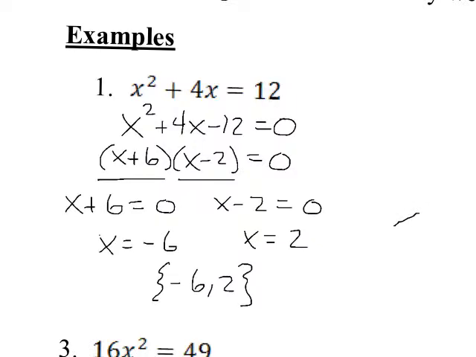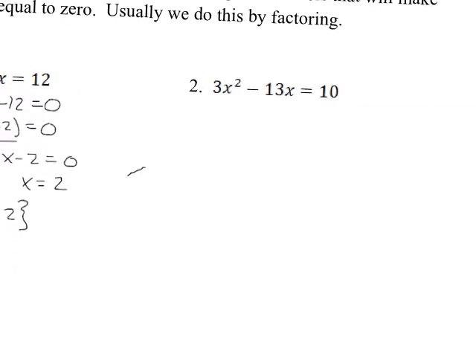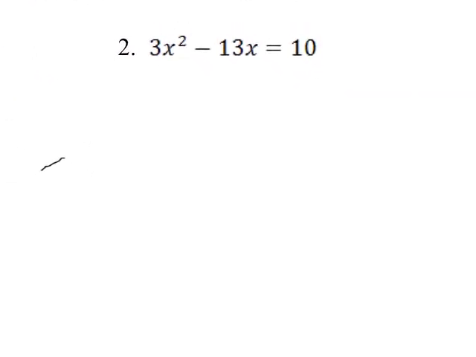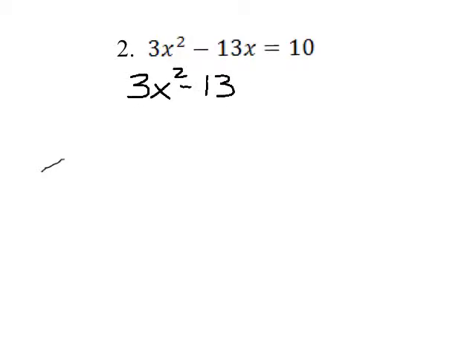Let's try another one though. What about this one? So same thing again. I'm going to move the 10 over. So I'm going to get 3x squared minus 13x minus 10 equaling 0. And then let's see what we can do to factor here.